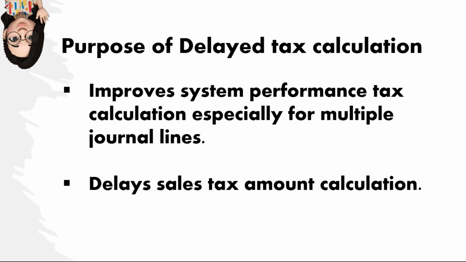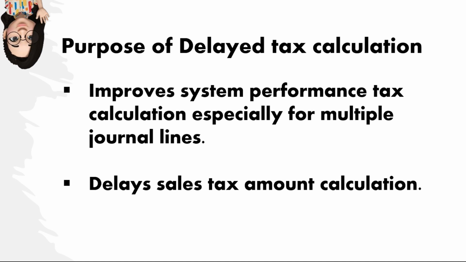So first, let's discuss its purpose. Why do we have this addition and what will be its use? What will be its advantages, and kind of disadvantages as well, to the users in D365? But first, as per Microsoft, this function is for the purpose of delaying the tax calculation, as the name itself implies. But kidding aside, it is for the improvement of the system when it comes to the tax calculation, especially when the transaction involves multiple journal lines.